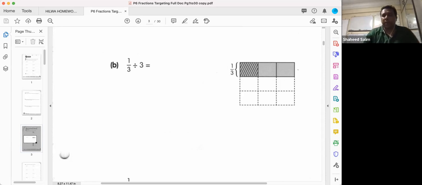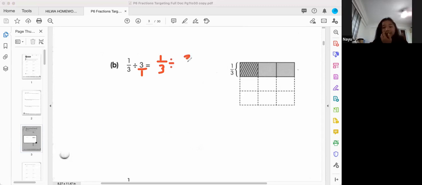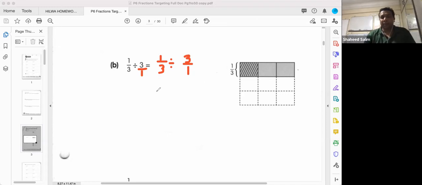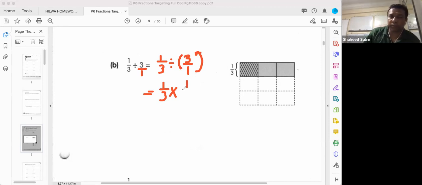I forgot what to do. No problem. Okay, come. We do step by step. First of all, this first part, we put it over 1. So what do we have now? 1 over 3 divided by 3 over 1. Okay, that's the first thing. Second step, change the divide to times. 1 over 3 times. Now once you do times, on the right side this goes up, this one goes down. So you get 1 go up, 3 go down. So now you cannot cancel because on top is 1 times 1 is 1. 3 times 3 is 9.